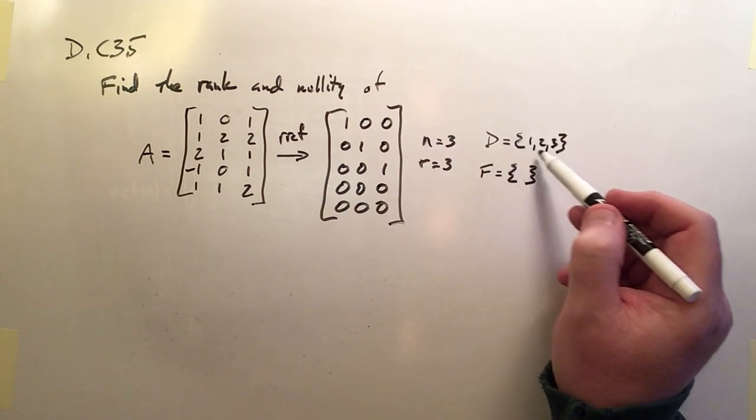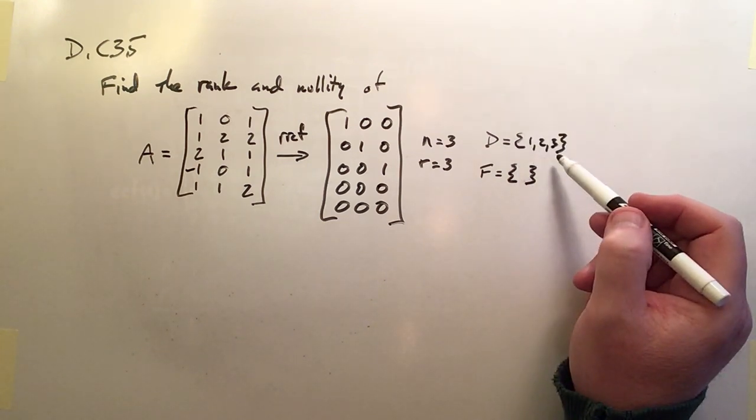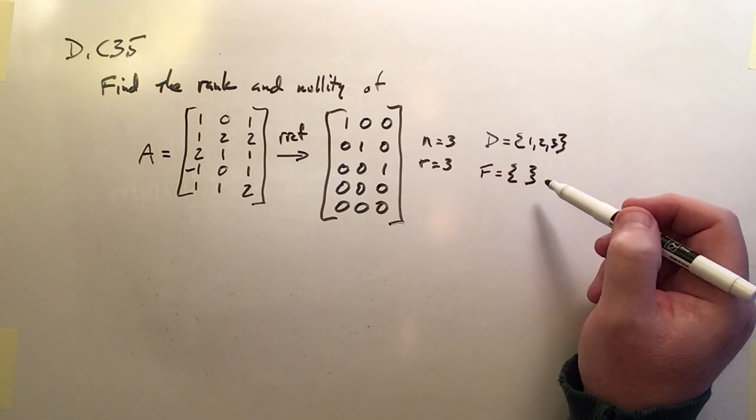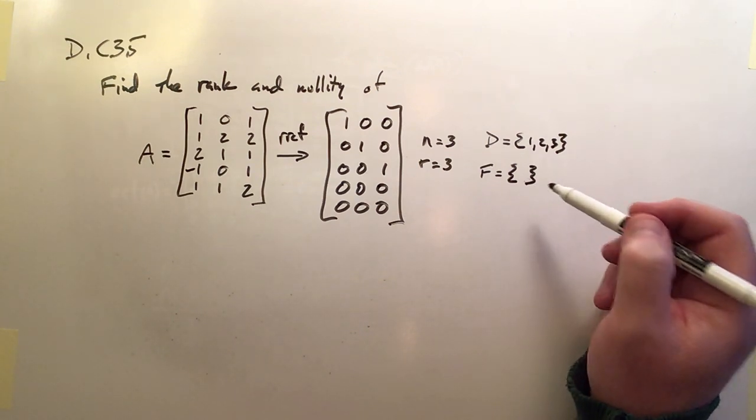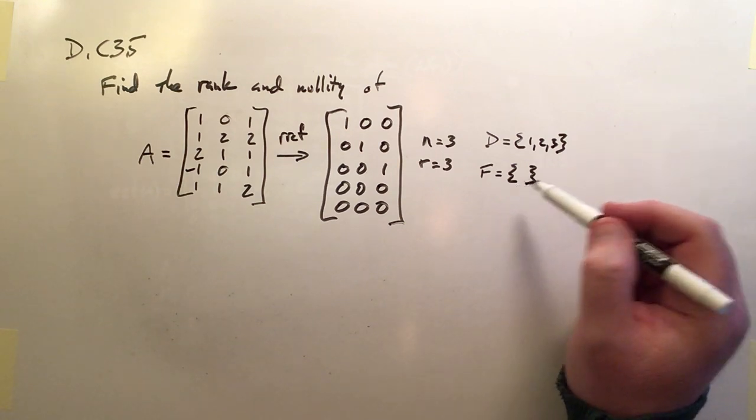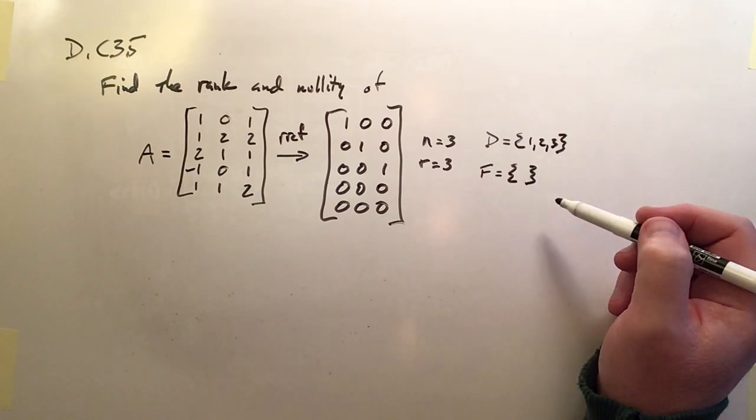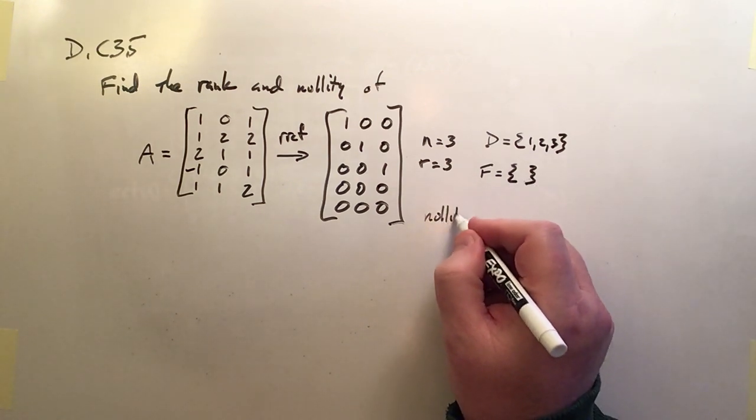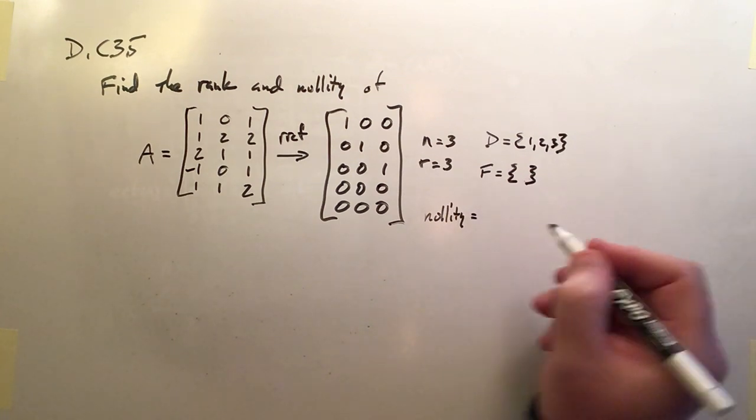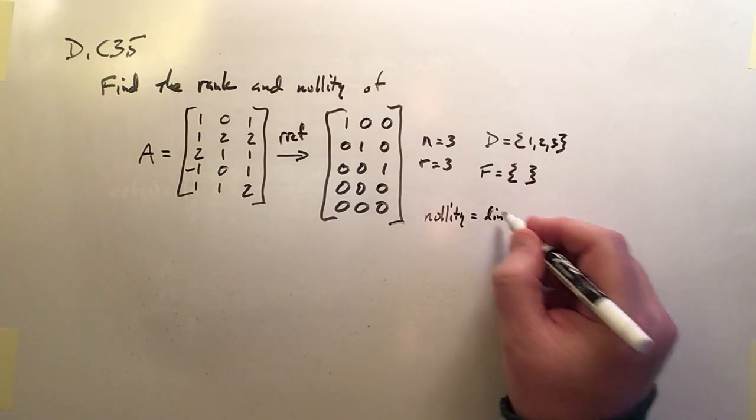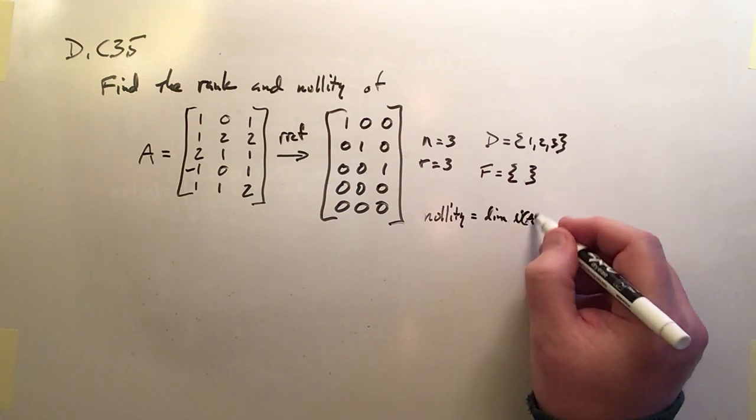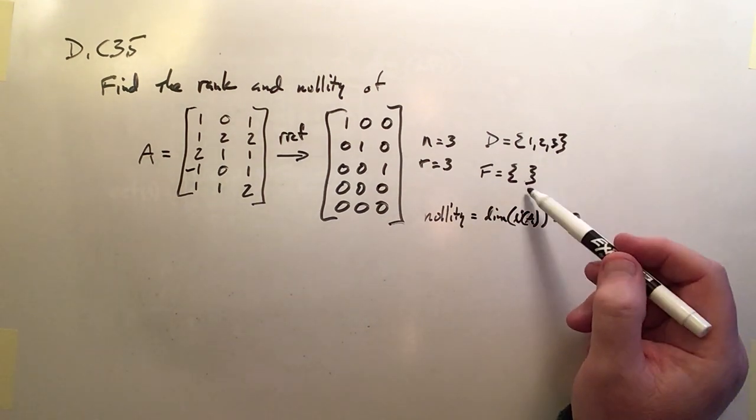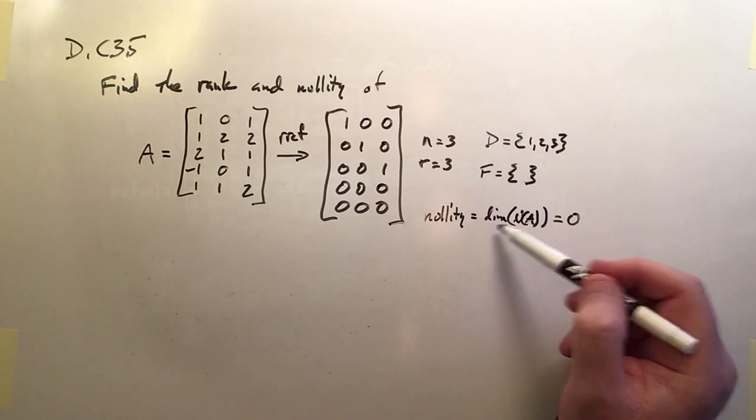So when we're identifying rank, we're literally identifying the number of pivot columns, which is the number of elements in set D. And when we're identifying the nullity, we're identifying the number of members of the null set. And the number of members of the null set in reduced row echelon form is going to be representative of the free columns. In this case, there are no free columns, and so the nullity, that is the dimension of the null set of A, is equal to 0. There are no column vectors that represent the null set.